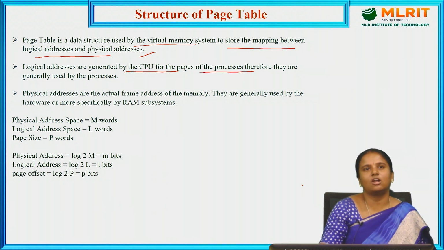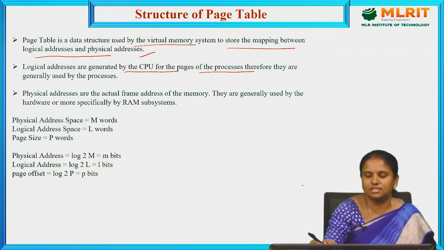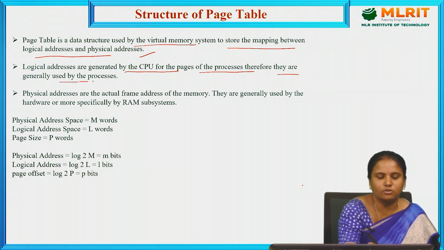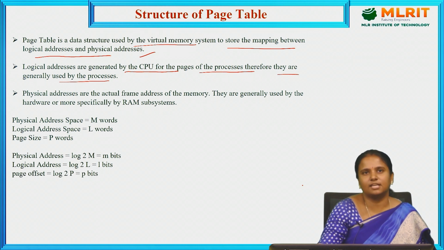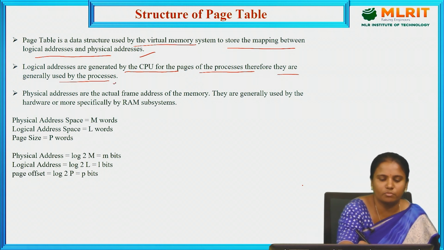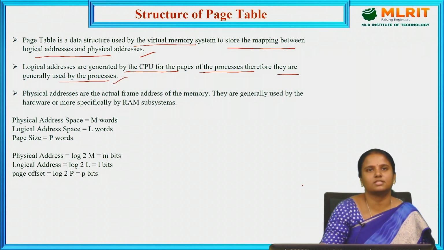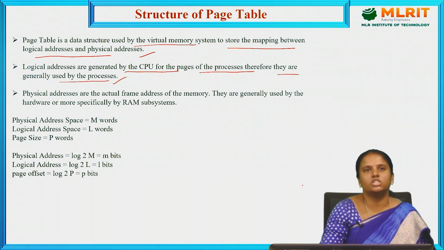So, here the logical addresses are generated by the CPU for each page of the processes, and therefore they are generally used by the processes. So, the logical address will be generated by the CPU for each page, and it is used by all kinds of processes. So, all types of processes can be accessed by this logical address.